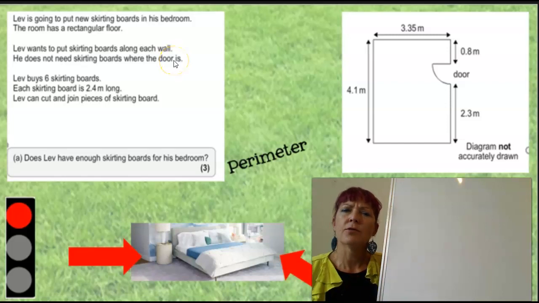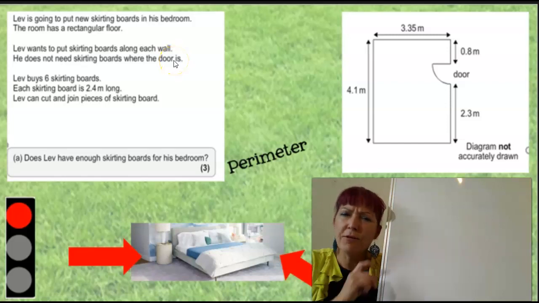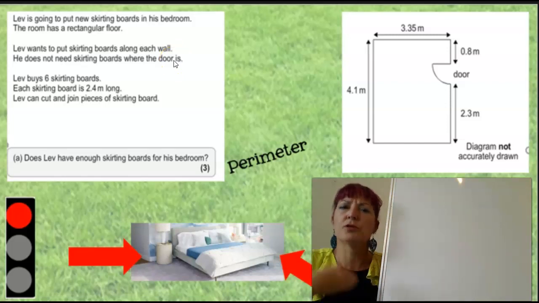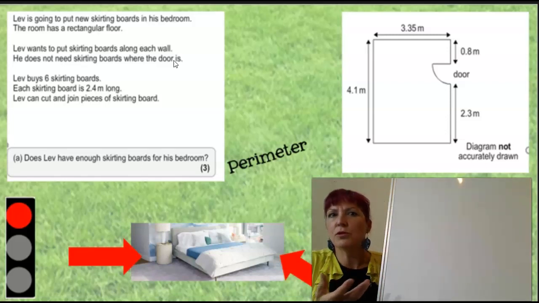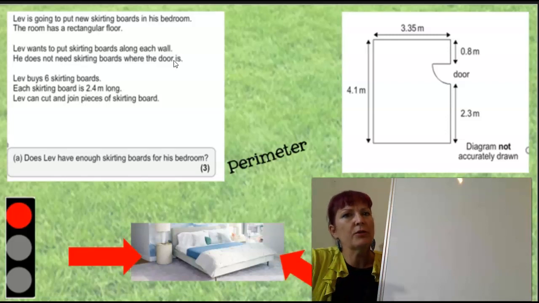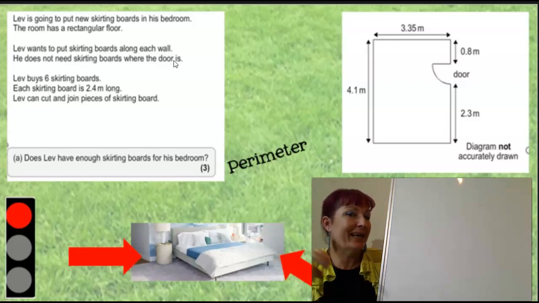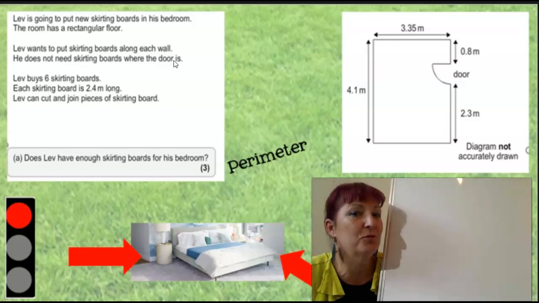So have a think about it. If he did put it there, you would trip or fall. So you don't want it there. So if you work out the whole perimeter of the room, you're going to have to subtract the bits that you don't want.